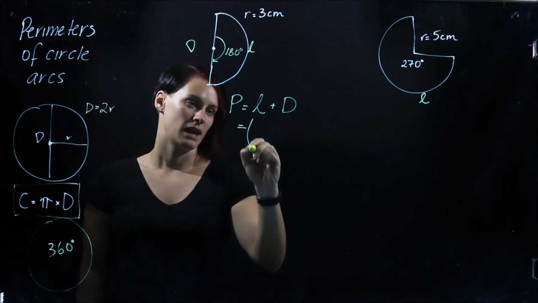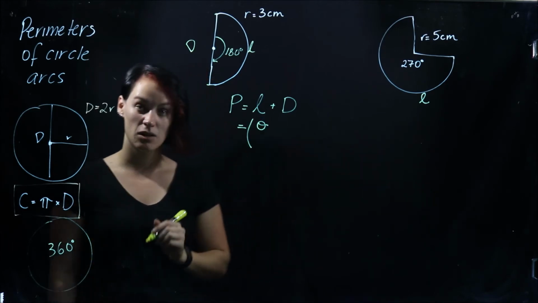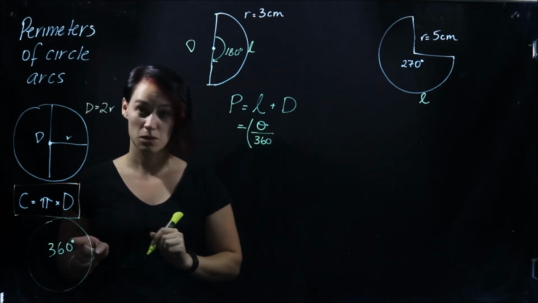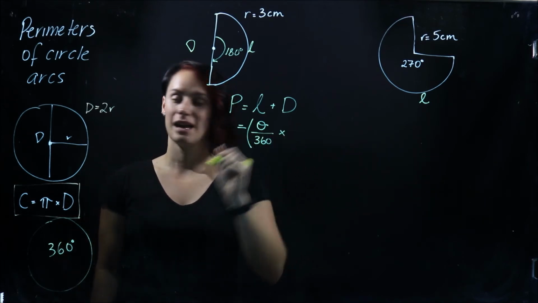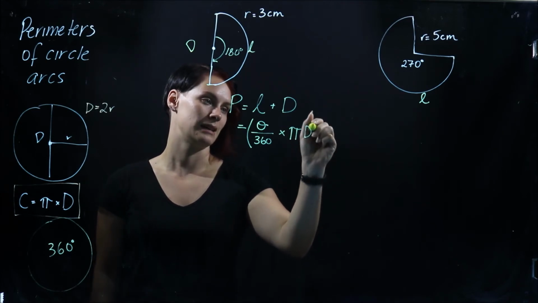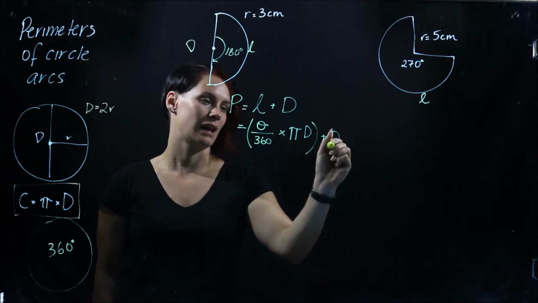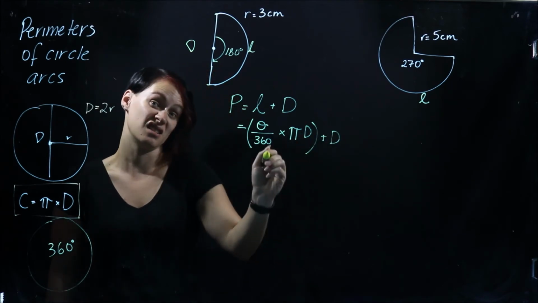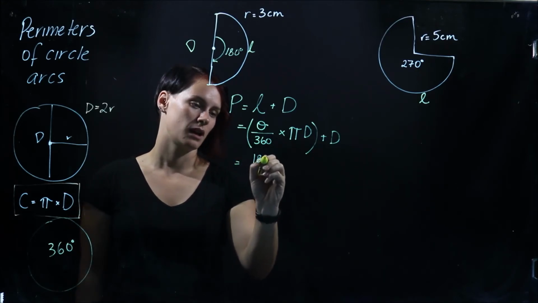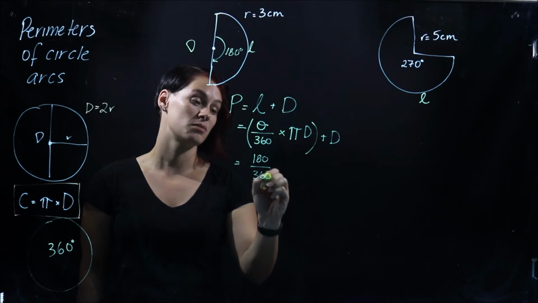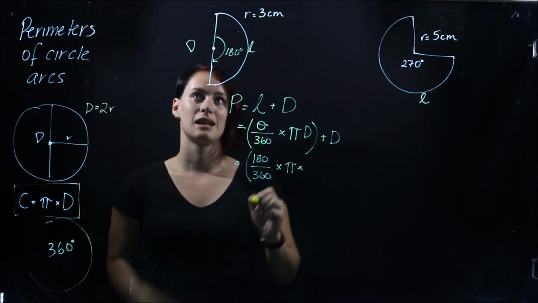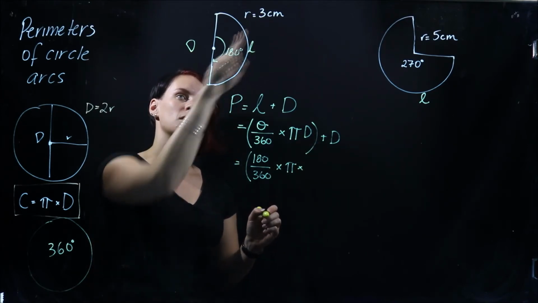So we have to say theta, which is our angle of how much circle we have, divided by our 360, or how much we should have, and we're going to times that by our normal circle circumference formula, which is pi d, plus our d on the end. So this part here is showing us what percentage of our full circle we actually have. So we have 180 degrees out of a total possible 360. We're going to multiply that by pi times our diameter, which is 2 times the radius.